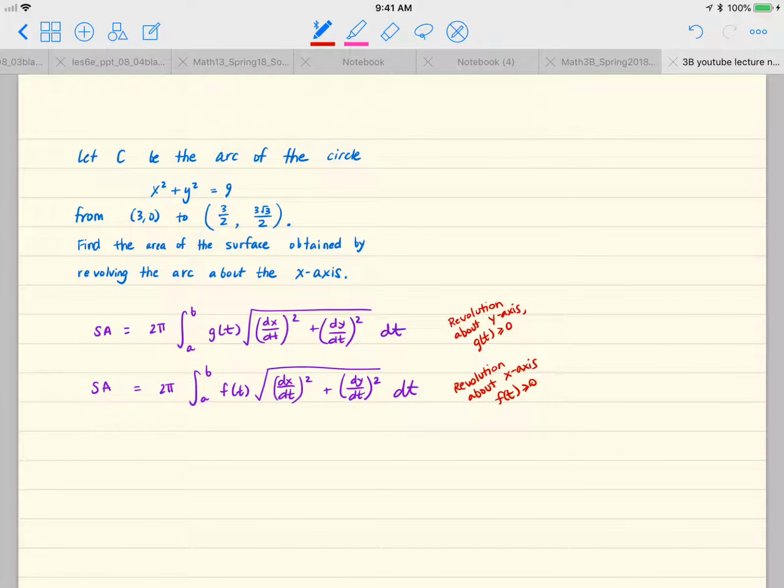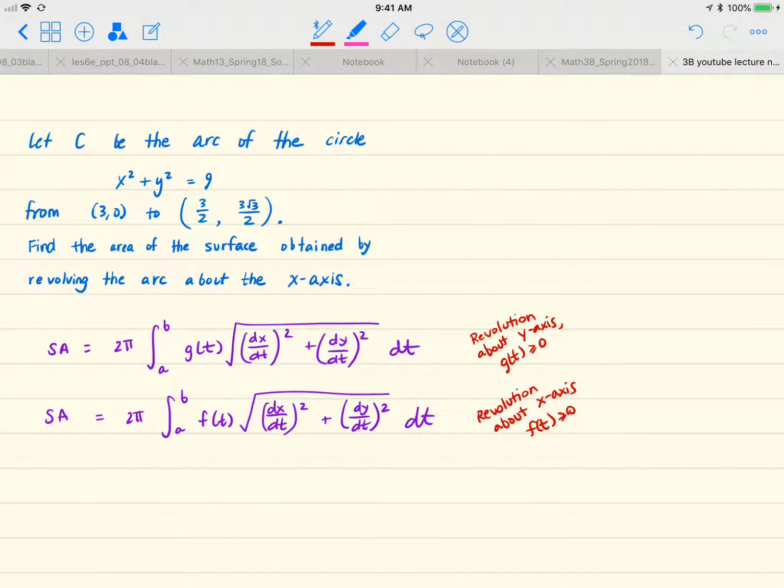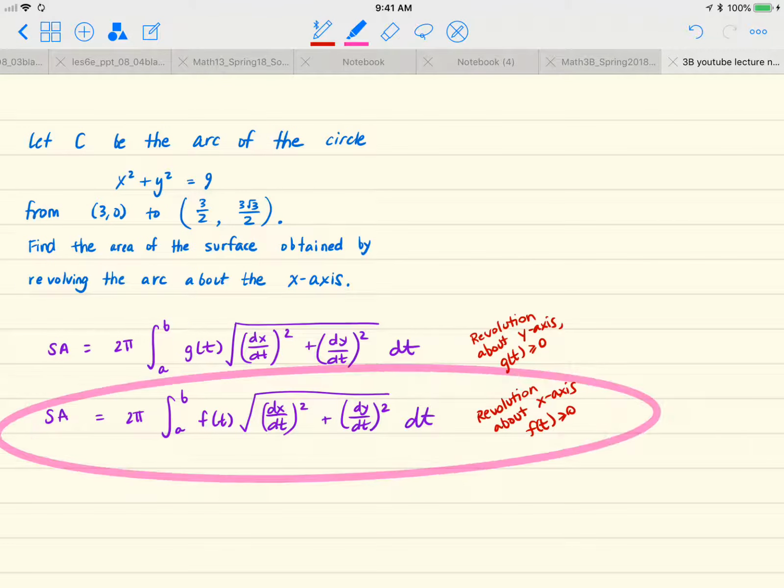Okay, so I've written down the two equations that we would be likely to use, and because we are rotating or revolving the arc about the x-axis, let's go ahead and focus on the second equation here. Okay, and now in order to get started, we really need to parameterize this curve.